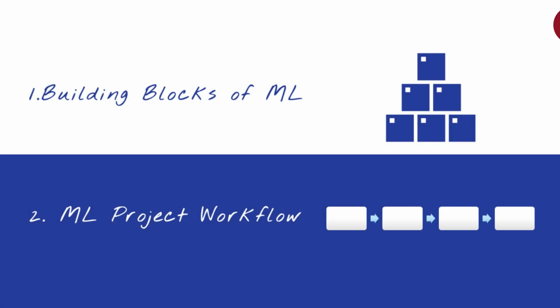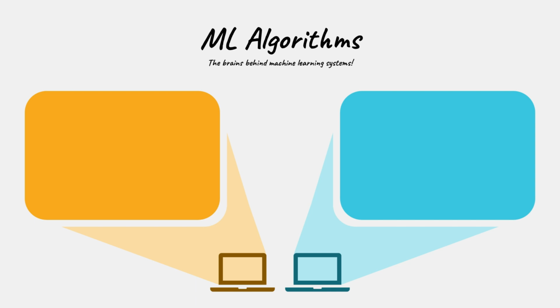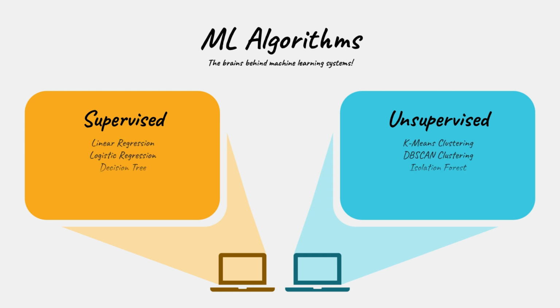In our previous video, we explored the building blocks of machine learning and walked through the key steps of a typical ML project lifecycle. Today, we're diving deep into algorithms, the brains behind machine learning systems. We will understand the difference between supervised and unsupervised learning and explore some of the most commonly used algorithms, especially the ones you'll encounter in real-world projects, with simple and easy-to-follow examples. All right, let's jump straight into it.